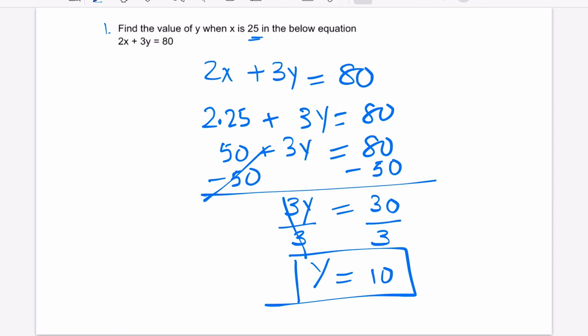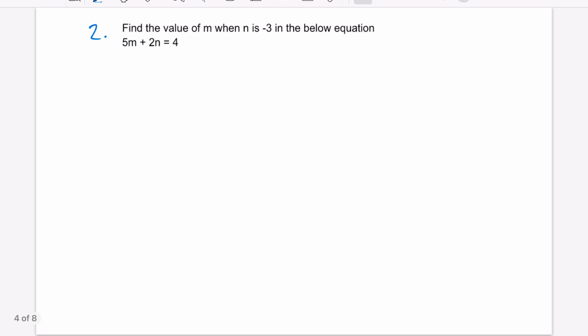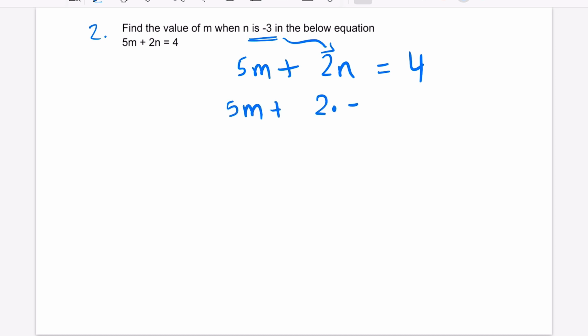All right, so the next problem is asking you to find the value of m when n is negative 3. The equation is 5m plus 2n is 4. They have given the value of n as negative 3, so you can merely substitute n as negative 3. So you are left with 5m plus 2 times negative 3 is 4.